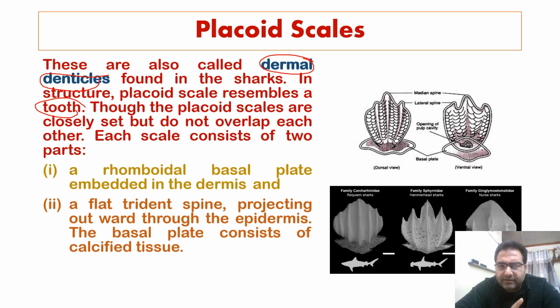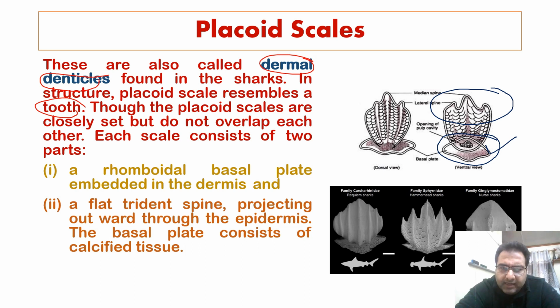And each scale consists of two parts. One part is called the rhomboidal basal plate. This is rhombic in shape, that is why it is called the rhomboidal basal plate. It is embedded in the dermis. And the flat end, this is a trident spine, which projects outward through the epidermis.